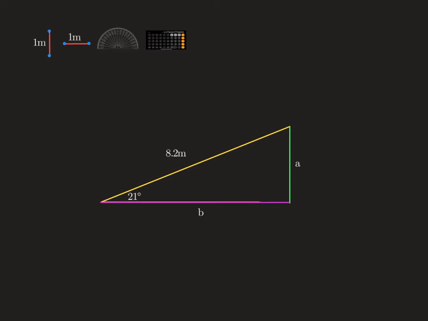All right, for the height right here, all we have to do is say that A equals sine of 21 degrees times 8.2, which is approximately 2.94. So this height is about 2.94 meters. And the length along the ground here is cosine of 21 degrees times 8.2, which is approximately 7.66. And that's in meters as well.